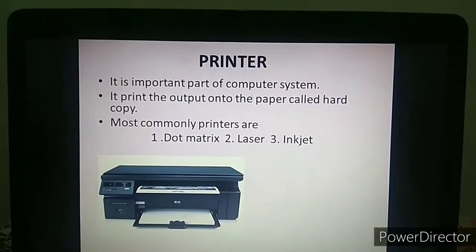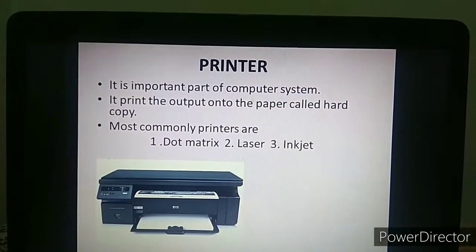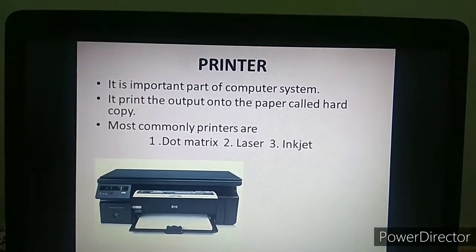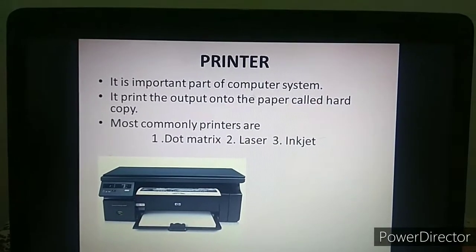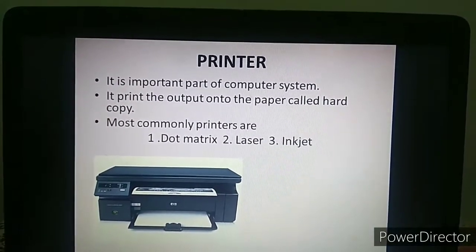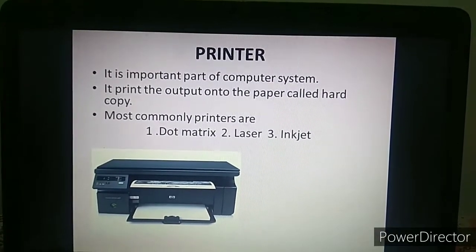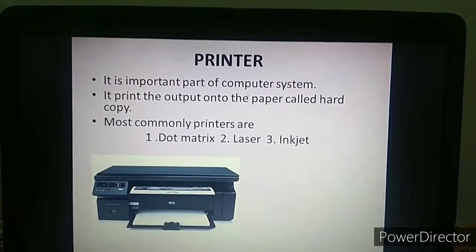It is the most important part of the computer system. It prints the output that you see on the computer screen on paper. The output we get from the printer is called hard copy. Most commonly printers are dot matrix, laser and inkjet printers. The difference between these printers is the quality of output. And laser printers give high quality output.